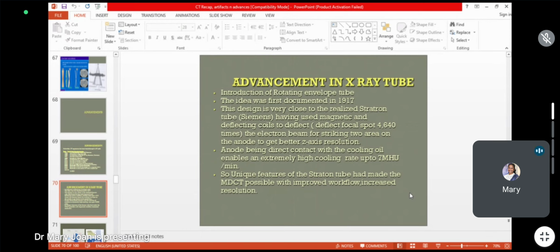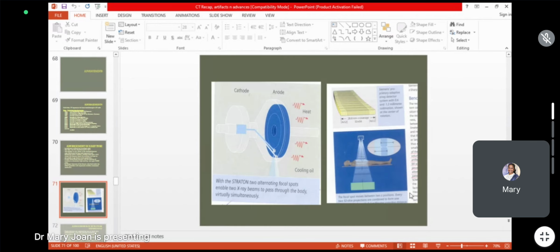The faster cooling will enable us to proceed with the procedures in a timely manner rather than waiting for the tube to cool down after acquisition of a set of images. So this is the pictorial representation of how the Straton's two alternating focal spots enable two X-ray beams to pass through the body virtually simultaneously. So the deflection of the X-ray beams falls on the two spots on the anode.